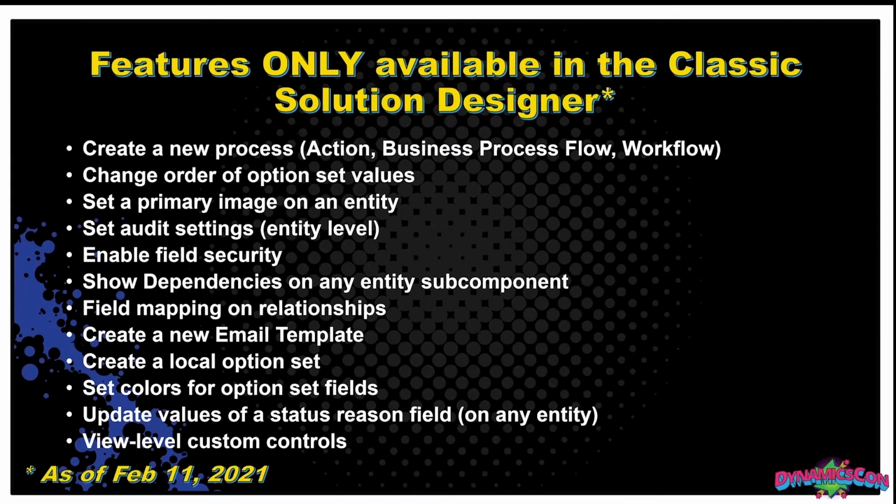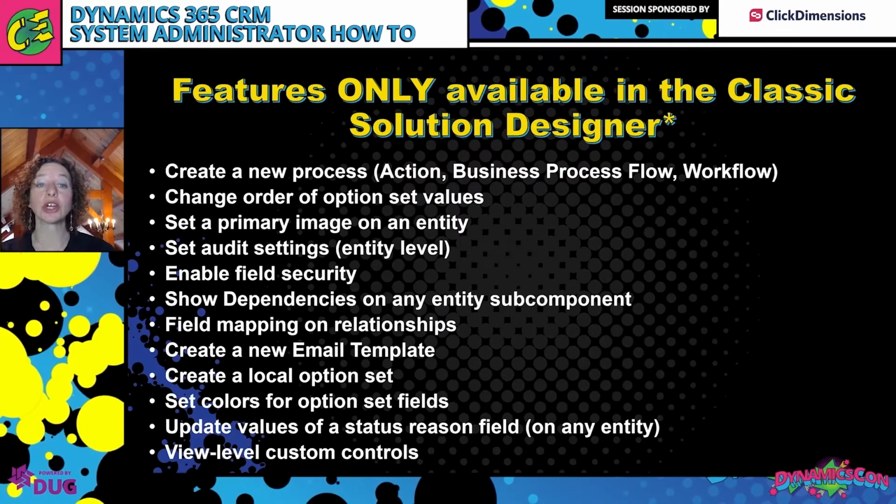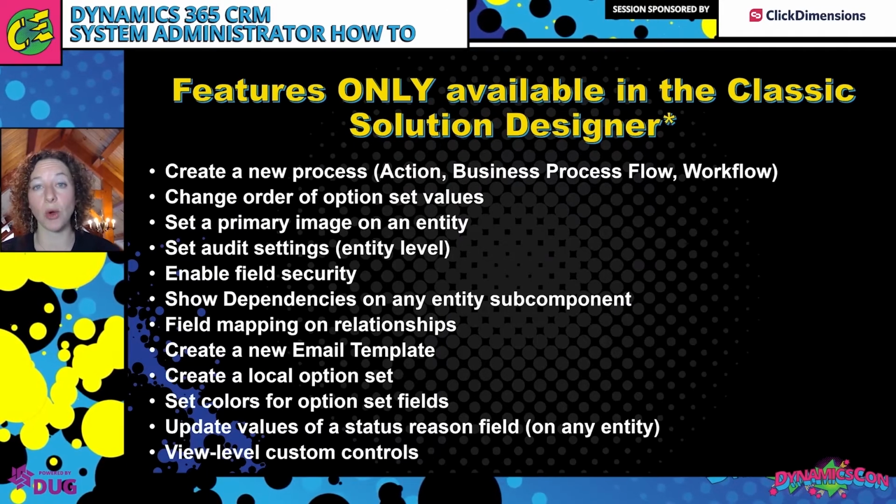Change the order of option set values, set a primary image on an entity, set audit settings at the entity level. I apologize, I'm saying entity, I should be saying table. Enable field security, show dependencies on any subcomponent. So that's a really handy thing to do if you need to remove a field or change it somehow. I love using that show dependencies button. It's only in Classic. Create a new email template, create a local option set.